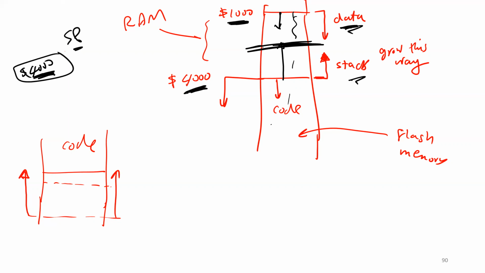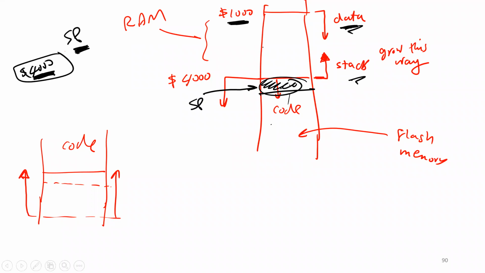Any questions? I think you want to ask me why I initialize the stack pointer to 4,000. Because at 4,000 we have an instruction here. You got what I'm saying? So I put the stack pointer here, and also we have an instruction here.